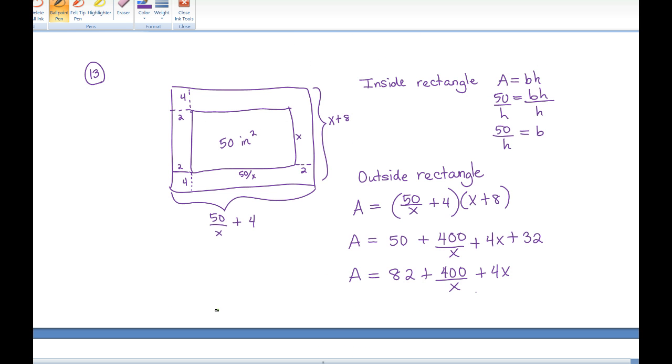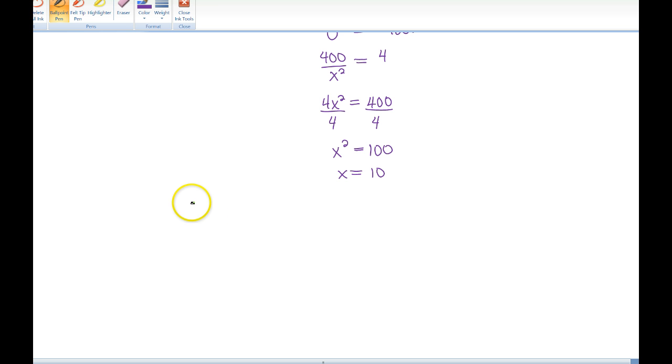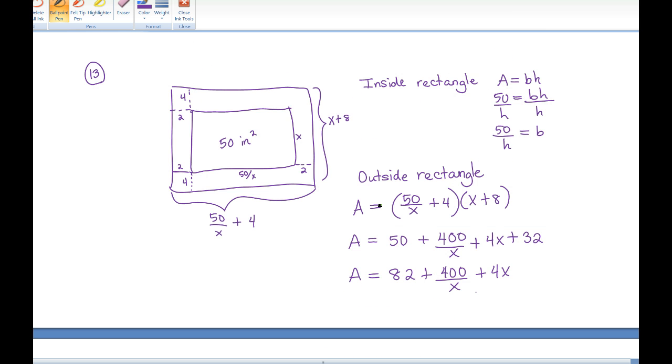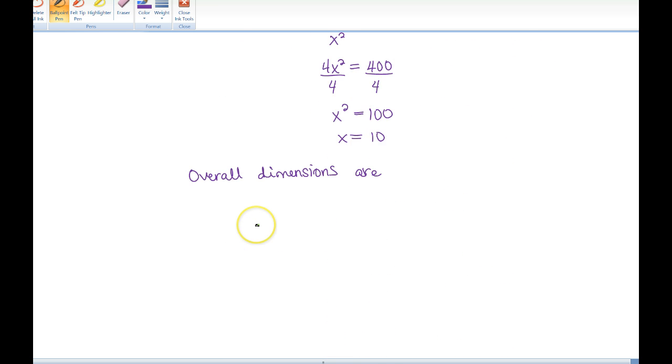So if x equals 10, we go back to the picture. So our overall dimensions are going to be, so if x is 10, we look at 50 over 10 is 5 plus 4, so 9 by 18.